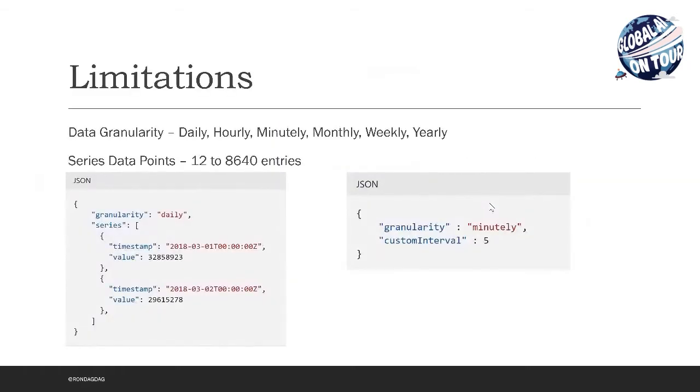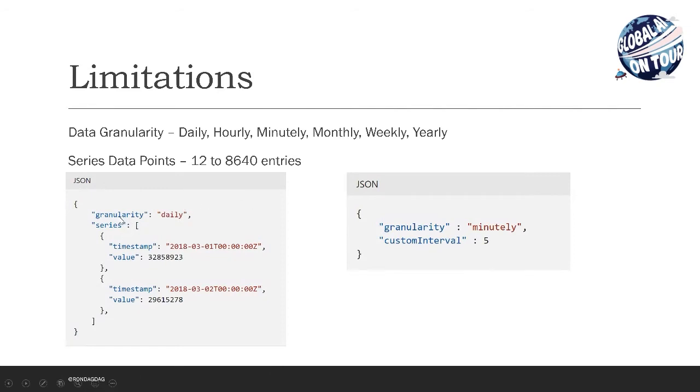So some of the limitations, you have to specify data granularity. It's either going to be daily, hourly, minutely, monthly, weekly, yearly data. And of course, if you have missing pieces, let's say your data set is daily and there are a few things that are missing, what makes sense there is to patch in some data, right? And also there's a minimum amount of data you can send to the API. You have to have at least 12 items in the series, up to 8,640 entries.